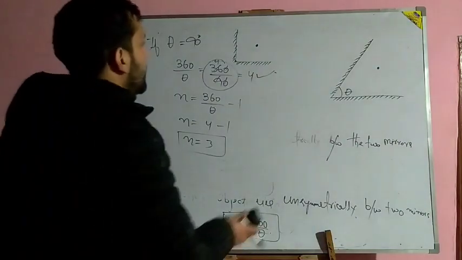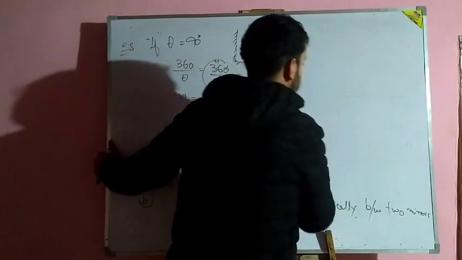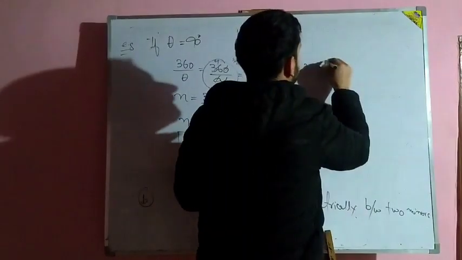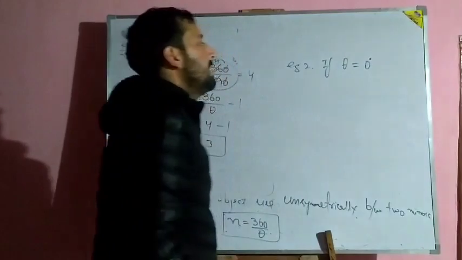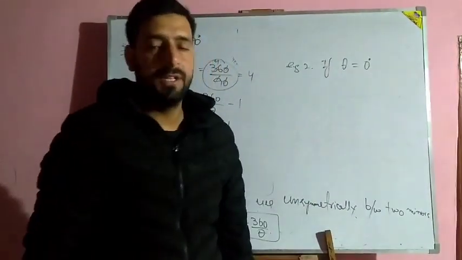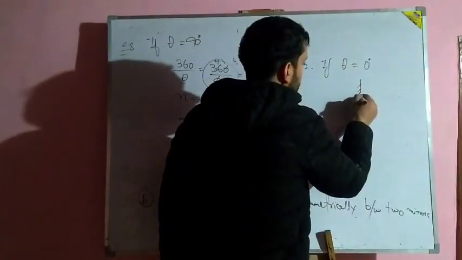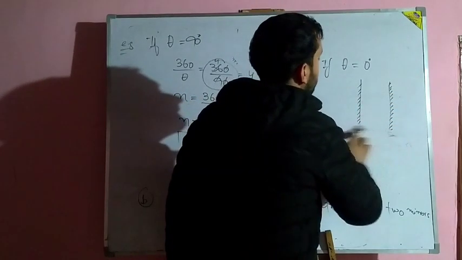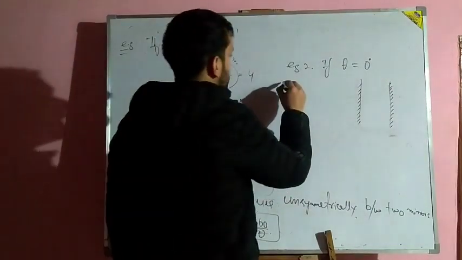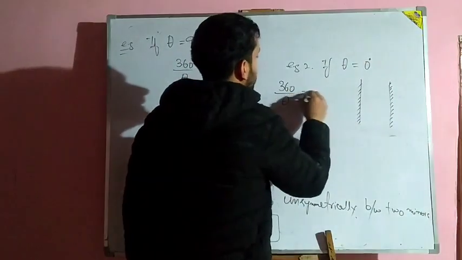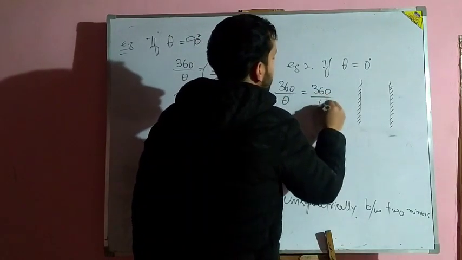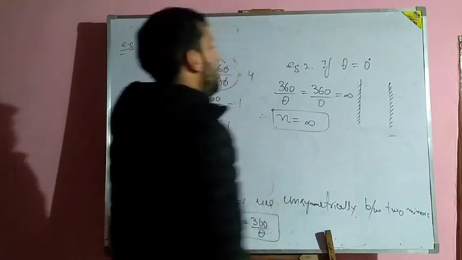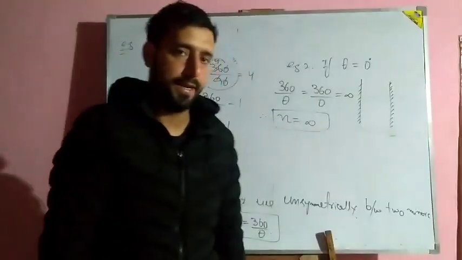Students, I am going to take another simple example, this is example number 2. Students, look here. If theta is equal to 0 degree. Now students, what is meant by this, that the angle between the two is 0 degree? That is, the two plane mirrors are now parallel to each other. Theta is equal to 0 degree. First check 360 by theta, that will be 360 by 0, that will be infinite. Therefore, n will be infinite here. The number of images formed will be simply infinite.